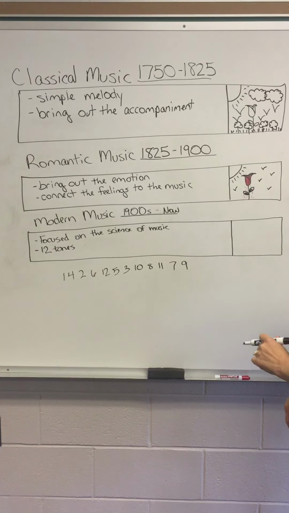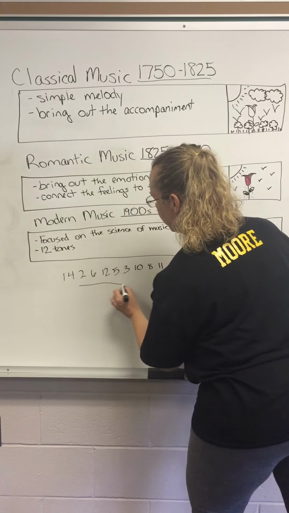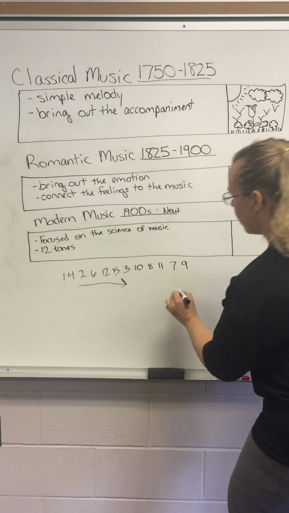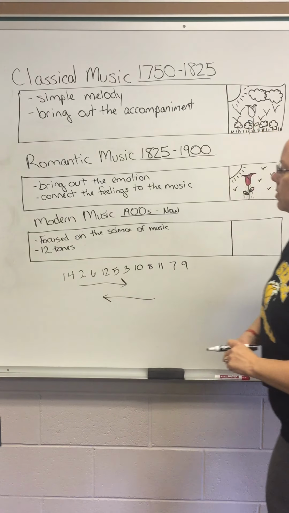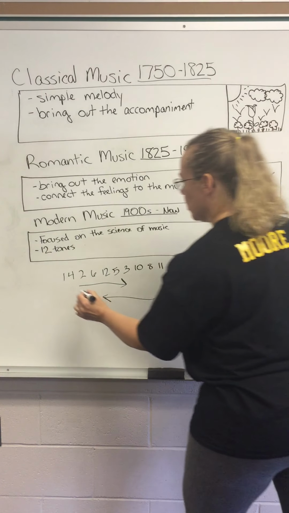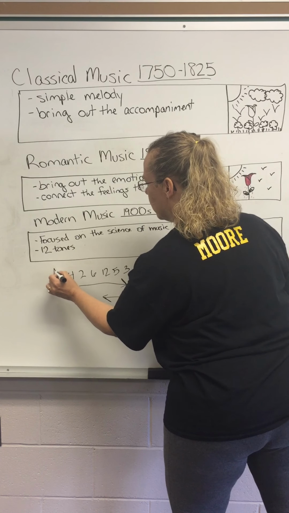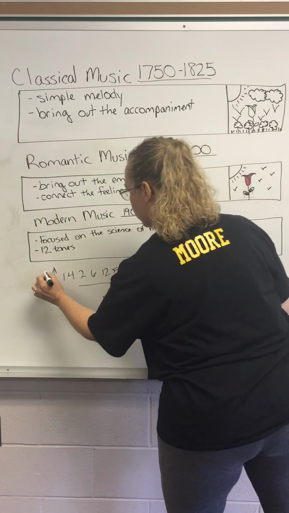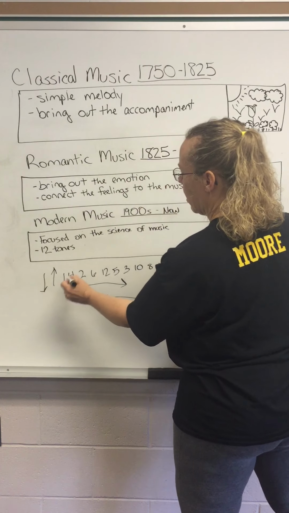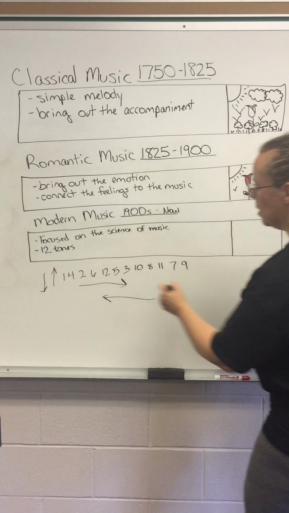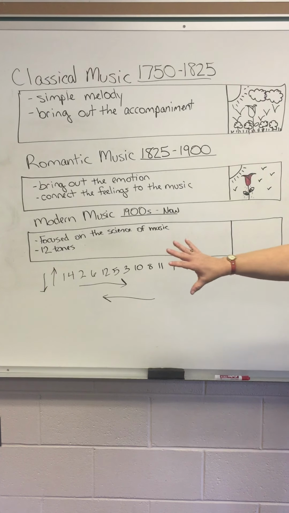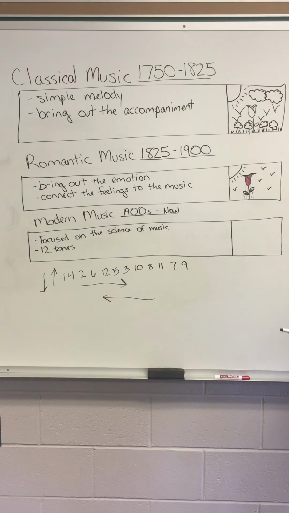Okay, so they might play it this way, and then they might play it this way. They'd start from the 9 and play it backwards. Or they might switch it up. Instead of going up, I'll go down. Instead of going up 4 notes, I'll go down 4 notes, and then up 2 notes, and then down 6. So they would switch it around and make all of the different kinds of sounds that they can with those 12 sounds. This is my favorite rose.